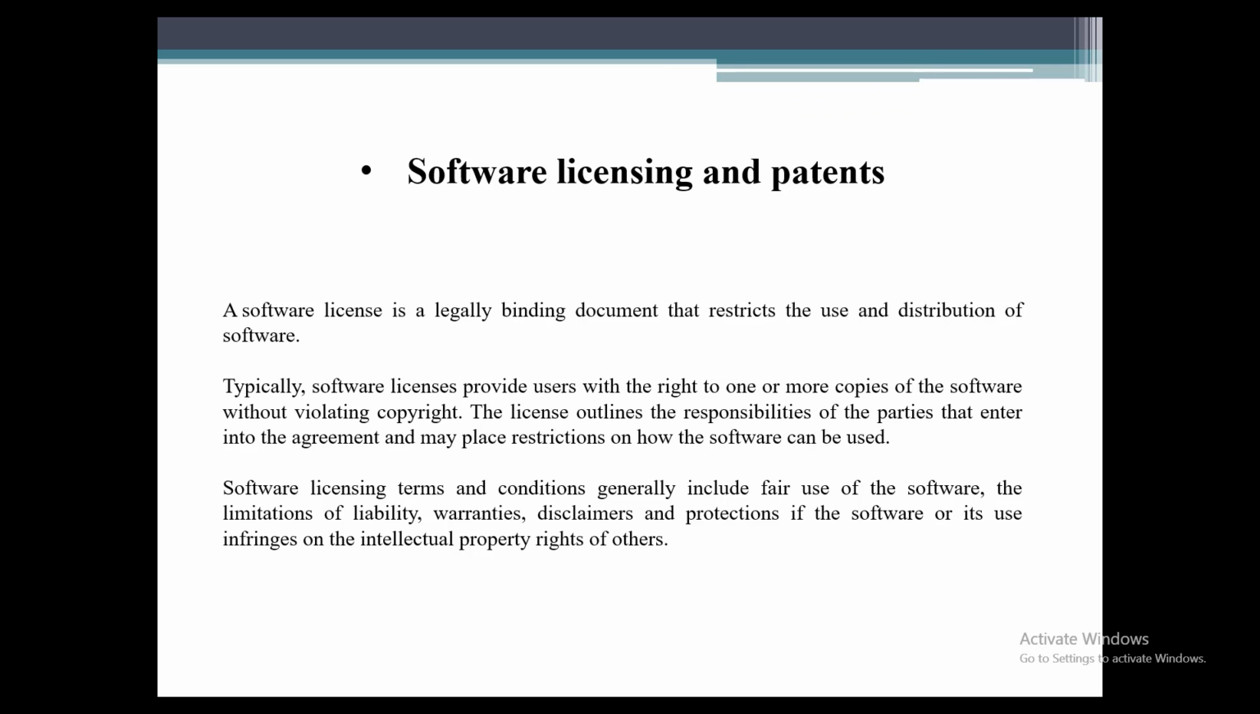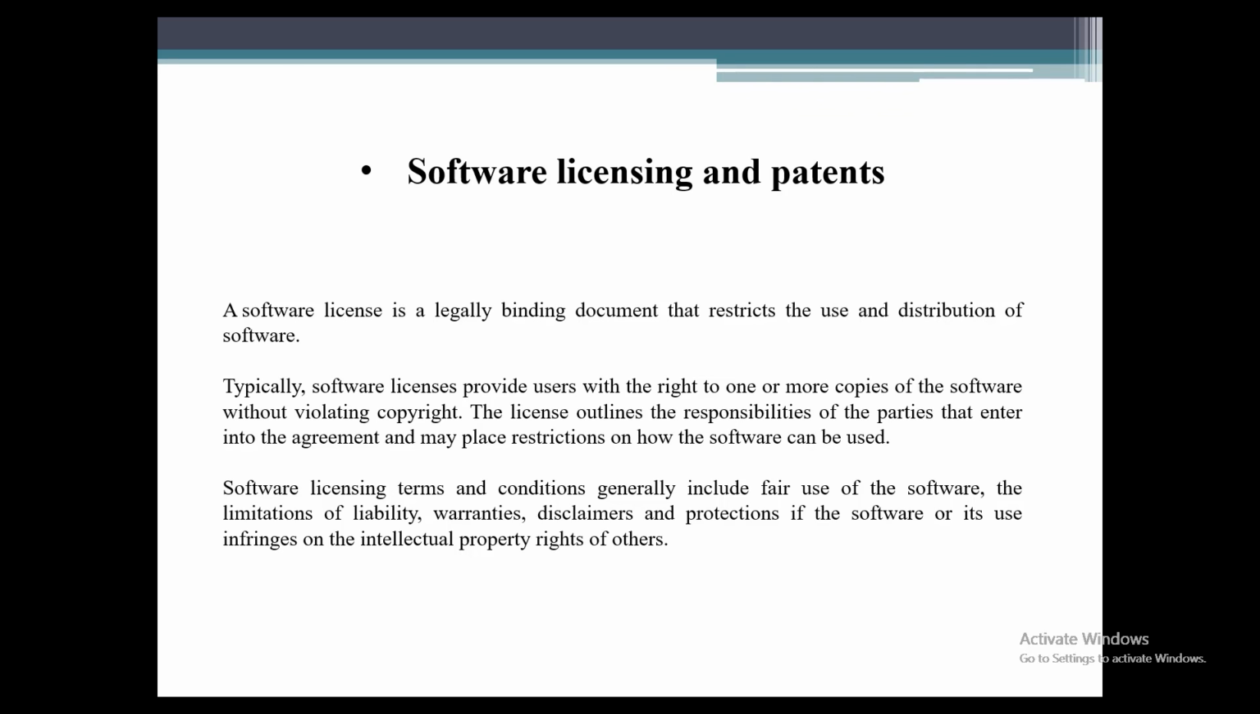Licensing and patents. A software license is a legally binding document that restricts the use and distribution of software. Typically, software licenses provide users with the right to use one or more copies of the software without violating copyright. The license outlines the responsibility of the parties that enter into the agreement and may place restrictions on how the software can be used.